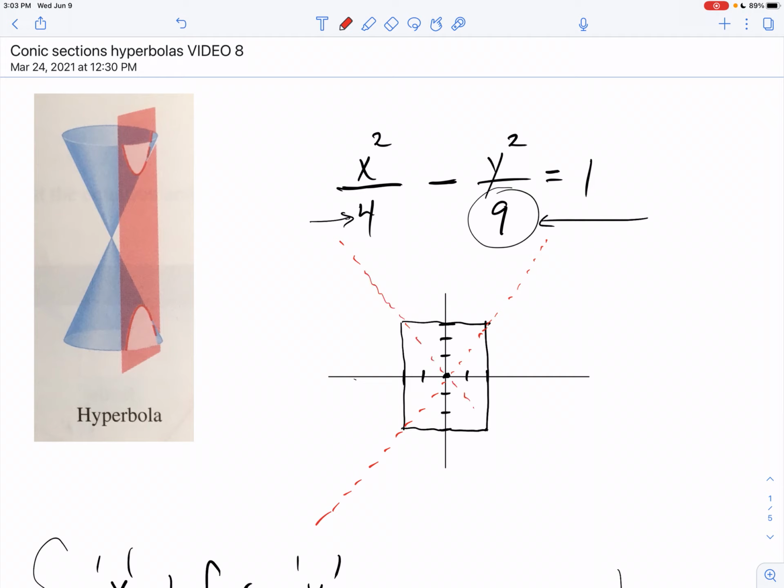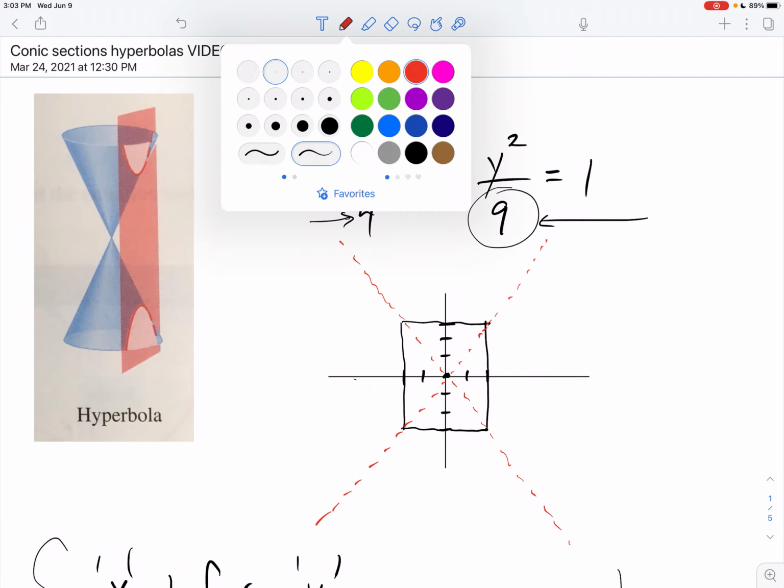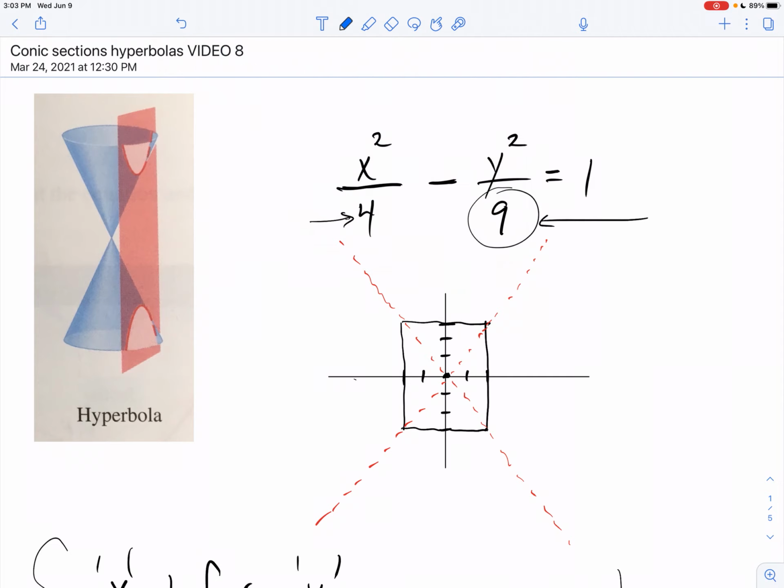And you might say, why? Why am I doing this? You want to be able to graph a hyperbola. Now, x before y, open side to side. So here's how we do this. This guy right here goes like this. This guy right here goes like this.